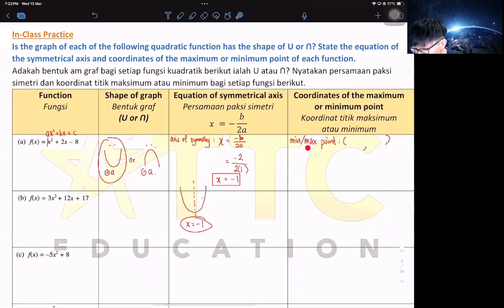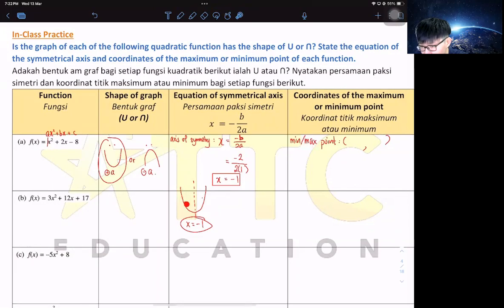Minimum, maximum point. First of all, you have to understand what the words mean. Do you understand minimum? Minimum means the least, the lowest, the smallest, something like that, right? Maximum is the biggest, the highest, tertinggi, terbesar. So how do you determine the minimum, maximum point? I suggest you think rather than just memorize.